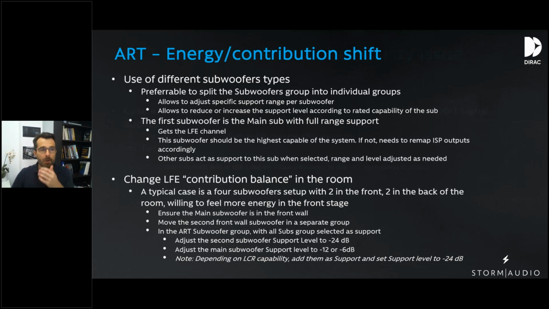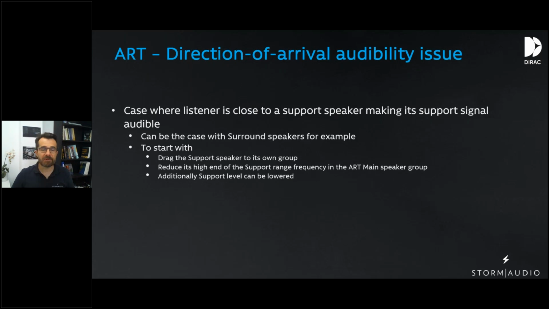Okay, the other moment where you want to have different adjustments, another use case, is when you have the direction of arrival audibility issue. This is mainly the case if you are very close to the surround speakers. In this case, you will make sure that you have your surround speakers in a separate group, and you will adjust their frequency range. So the high point, you will lower it. And if this is not enough, you can also increase the support level, so you decrease the contribution.